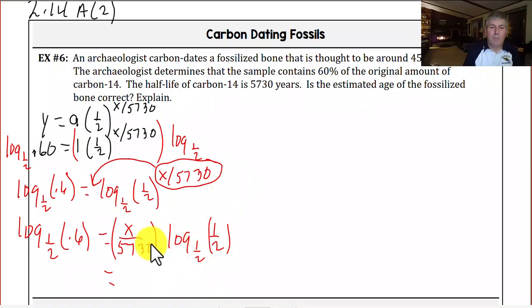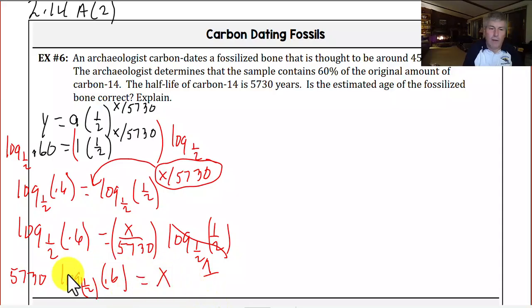So that is 1, so that's going to fall out of our equation. If I multiply both sides by 5,730, I'm going to get x. So 5,730 times log base 1/2 of 0.6 equals x. So I put that into my calculator, and we'll see how close the archaeologist is.